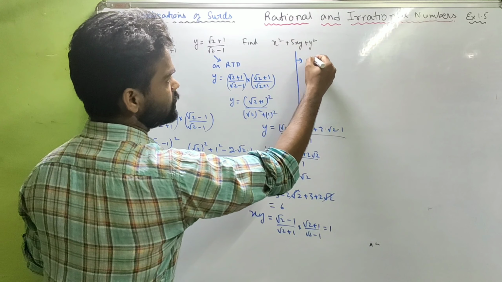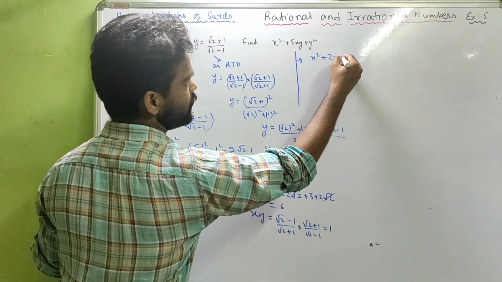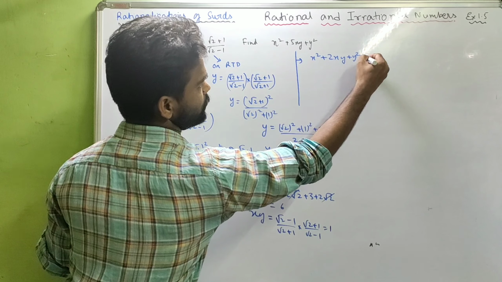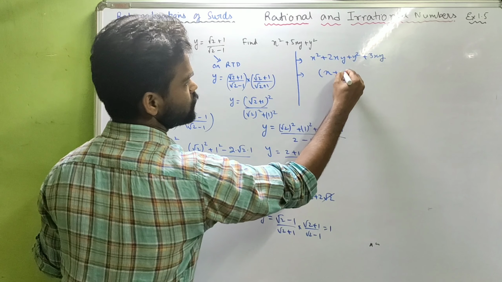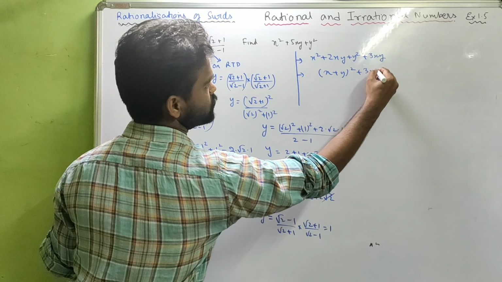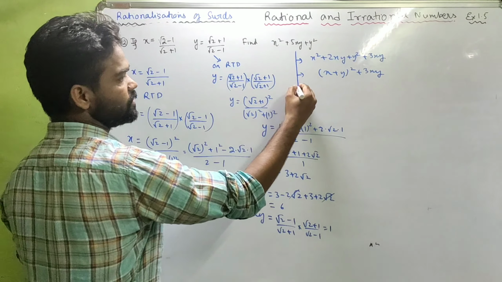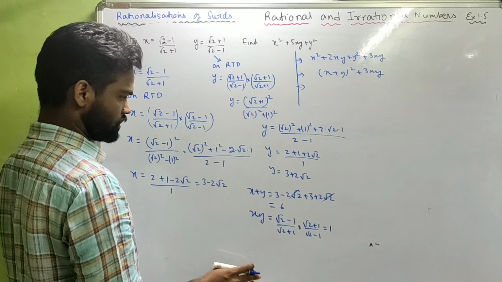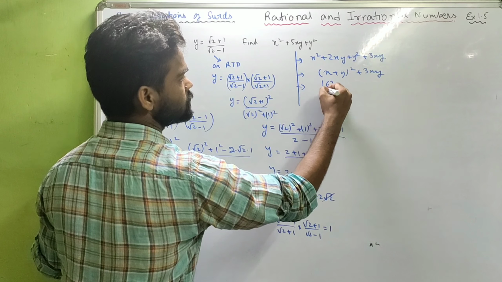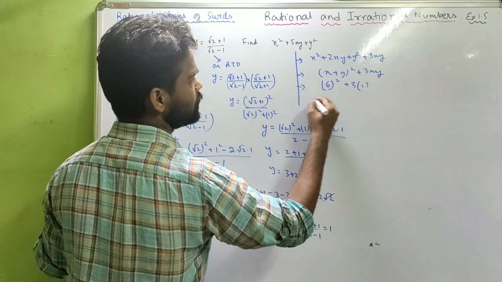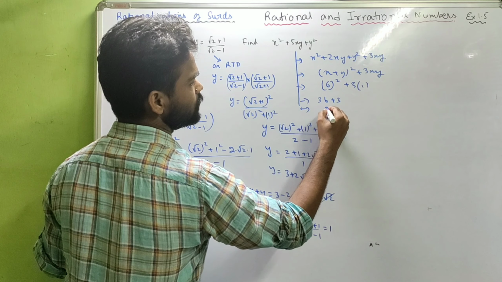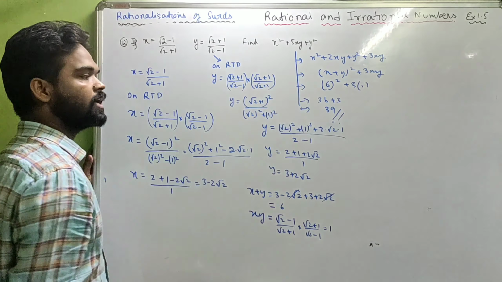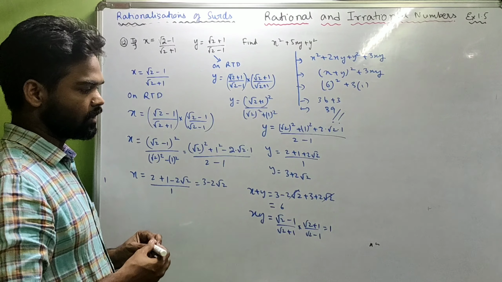This I'll arrange and write x square plus 2xy plus y square plus 3xy. This I can write (x plus y) whole square plus 3xy. Look carefully. Which means x plus y is what? x plus y is 6. So 6 square plus 3 into 1. That's 36 plus 3. That is equal to 39. So that's my answer. Clear?